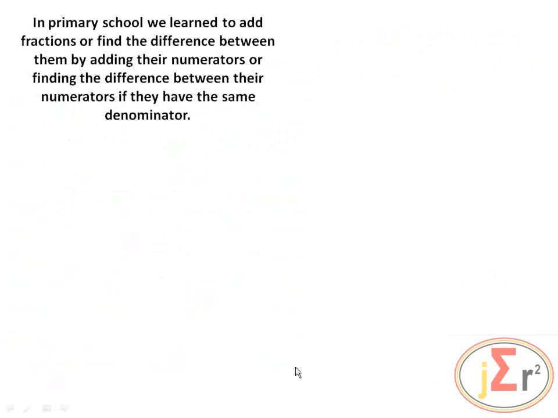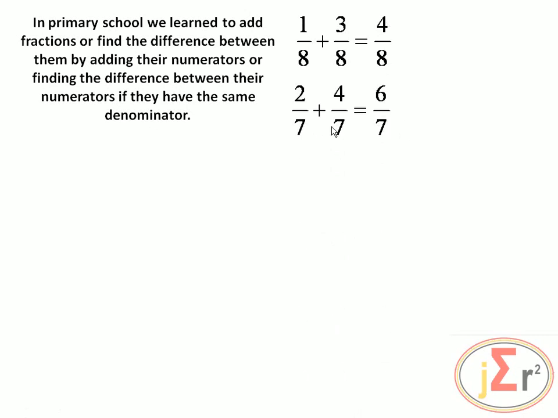In primary school, we learned to add fractions or find the difference between them by adding their numerators or finding the difference between their numerators if they have the same denominator, which is easy. So they have the same denominator. 1 plus 3 is 4, 4 over 8. 2 over 7 plus 4 over 7: add these, put that over 7. No problem.